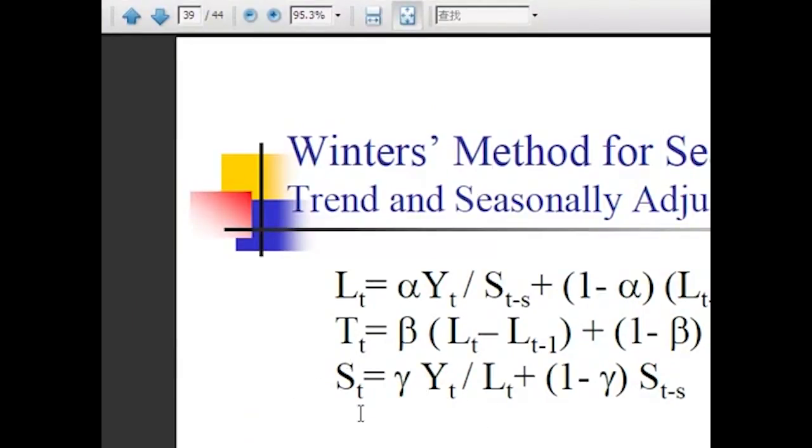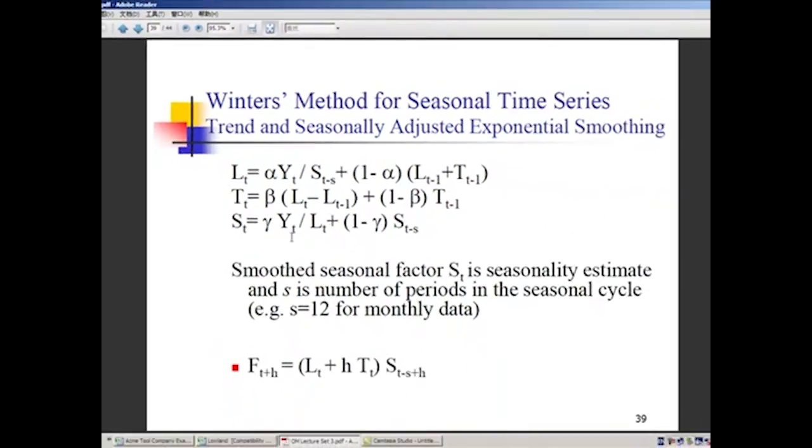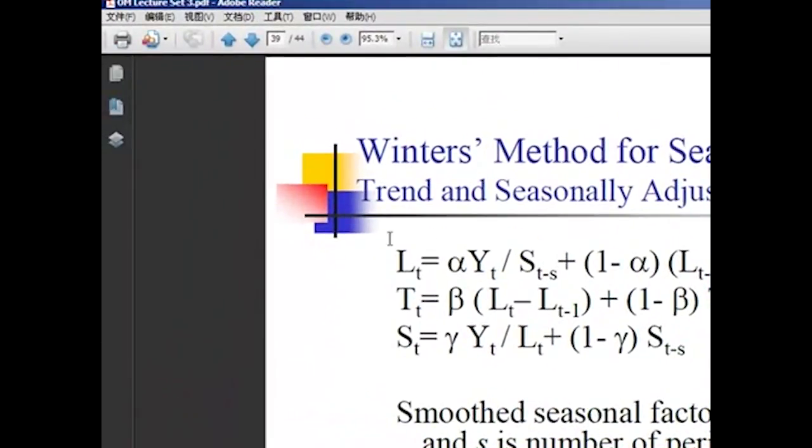We say that the seasonal factor for the current season is updated. Also, it's a weighted average. It considers what really changes in the sales value observed, divided by the level estimate for the current time period. And also, it considers the estimated seasonal factor based on last year's estimates. So the smoothed seasonal factor S sub t is a seasonality estimate.